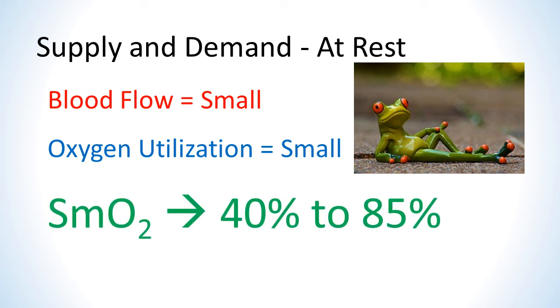This means that SmO2 value could be anywhere in a wide range. We typically see SmO2 values from 40 to 85% in rested muscle. The supply and demand are both small, so a small change in either one can make the SmO2 rise or fall. There may be some possible uses for monitoring resting SmO2 values or seeing how they trend over time, but at this point it's not a primary input for training athletes because we want to see what happens when they are actually performing their sport.